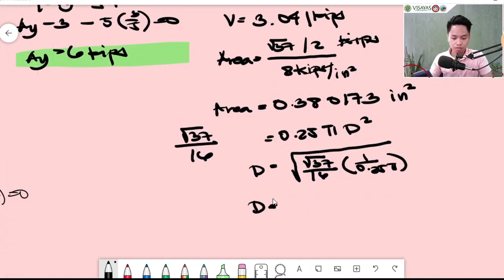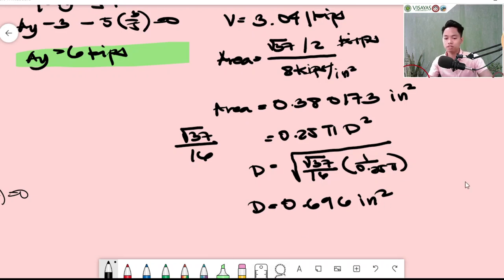The square root of 37 over 16 multiplied by 1 over 0.25 pi. So the answer is 0.696 square inch. Right? This is our answer.